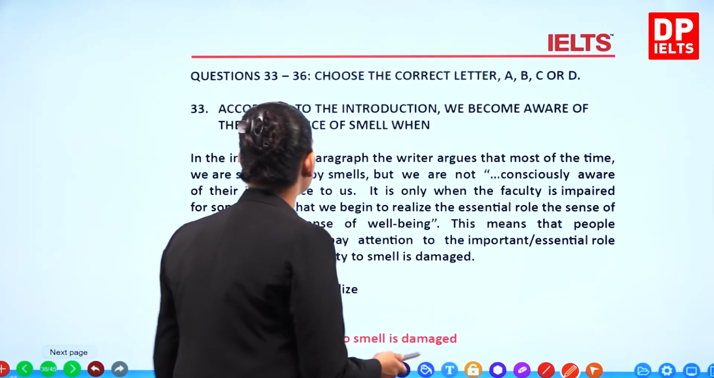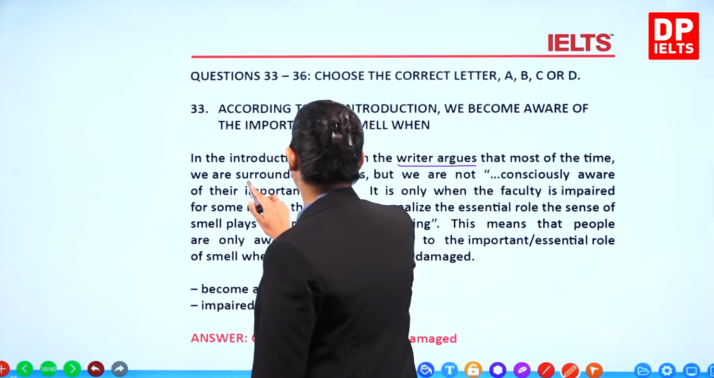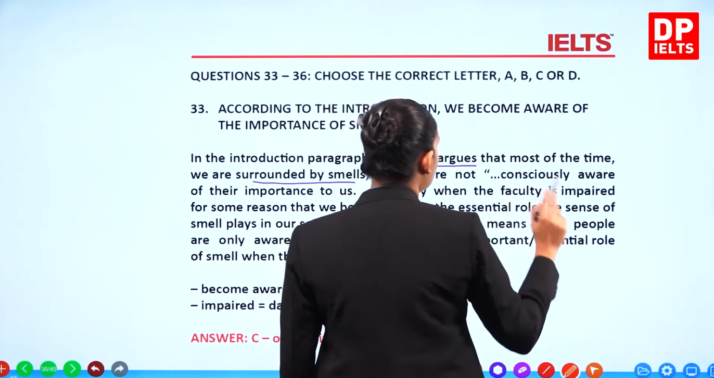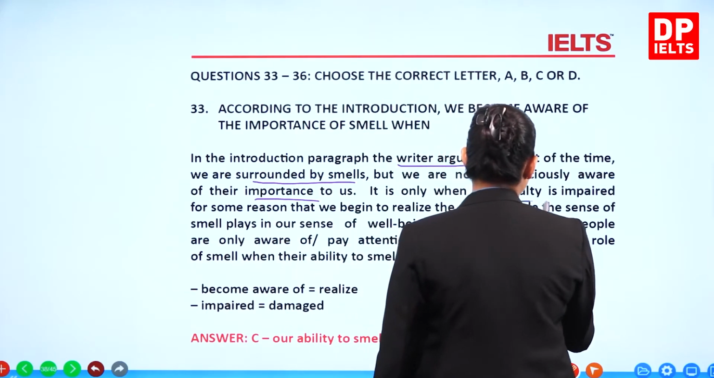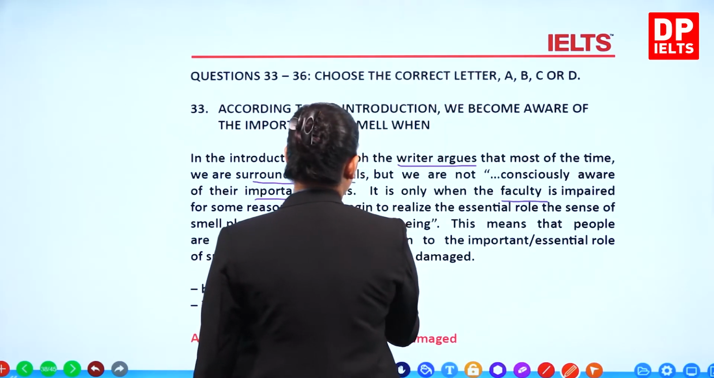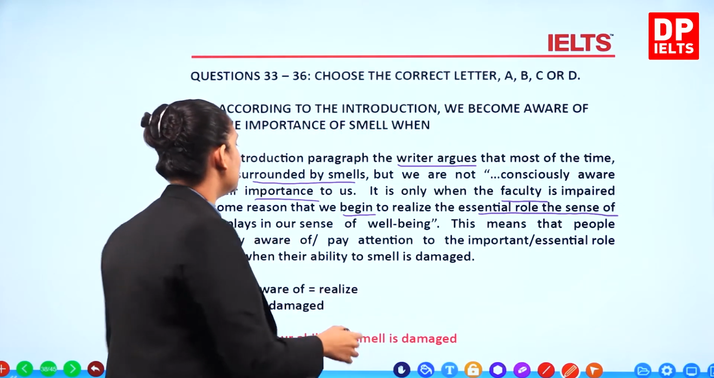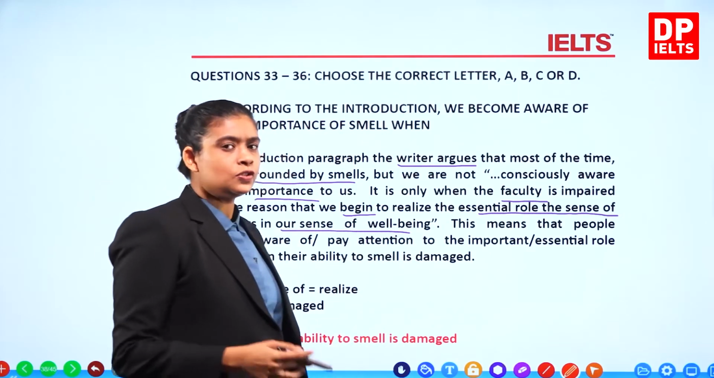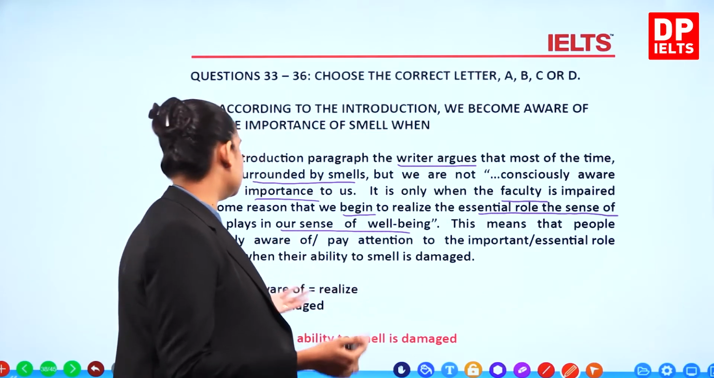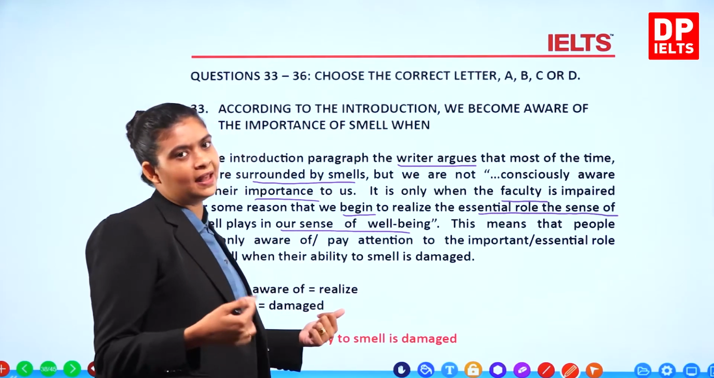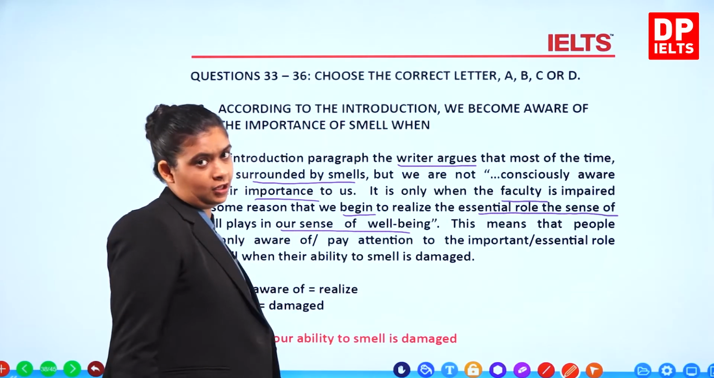Okay. So in the introduction paragraph, the writer argues that most of the time we are surrounded by smells, but we are not consciously aware of their importance to us. It is only when the faculty is impaired for some reason that we begin to realize the essential role the sense of smell plays in our sense of well-being, right? So this means that people are only aware of the essential role of smell when their ability to smell is damaged. So I would say the answer is C. Impaired means damaged.